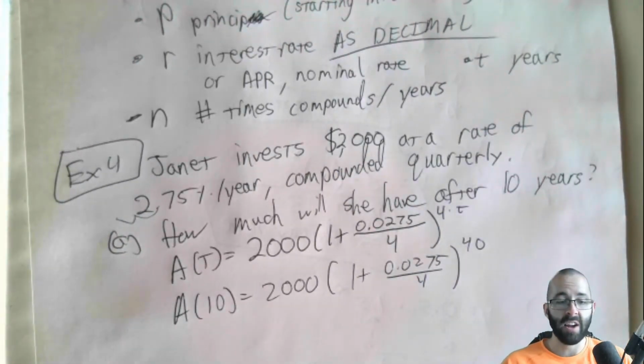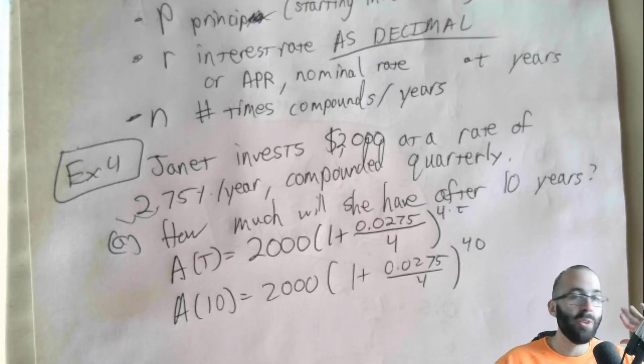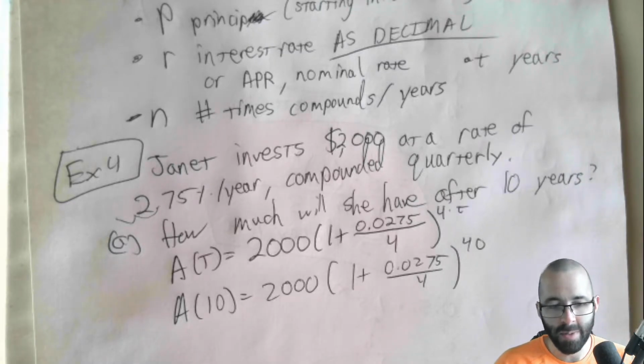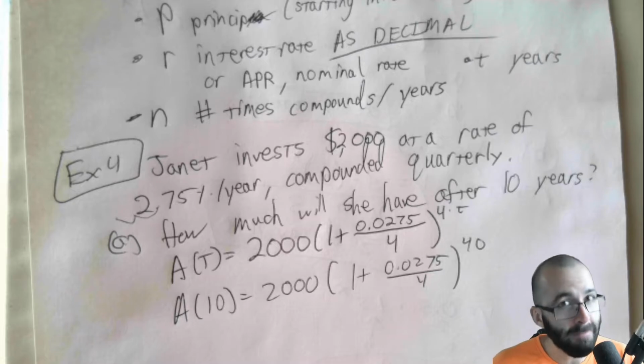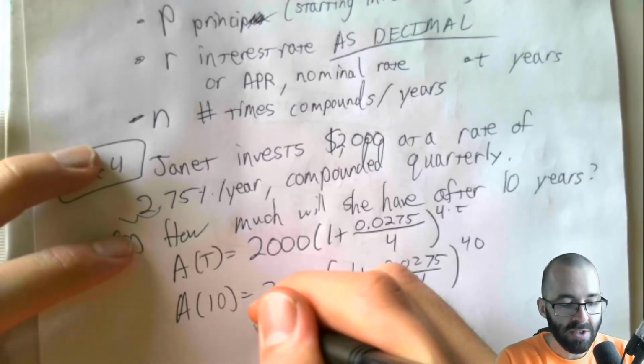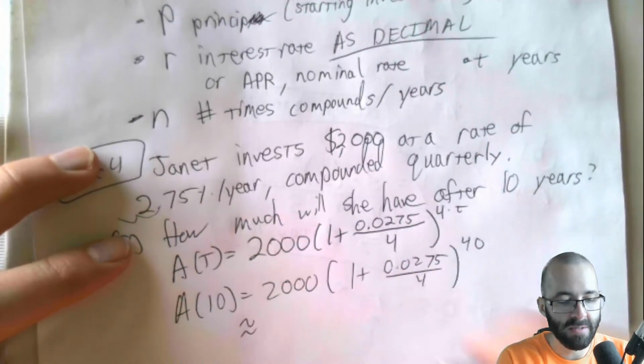You just type that into your calculator. You don't need to worry about simplifying this. You do not need to do this by hand. That would be insane. Okay, it's possible, but it would take a very, very long time. You type that into your calculator and you're going to get an answer.